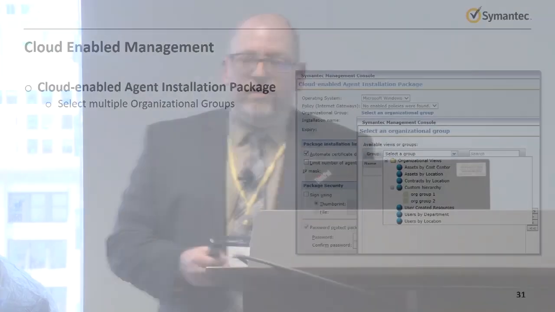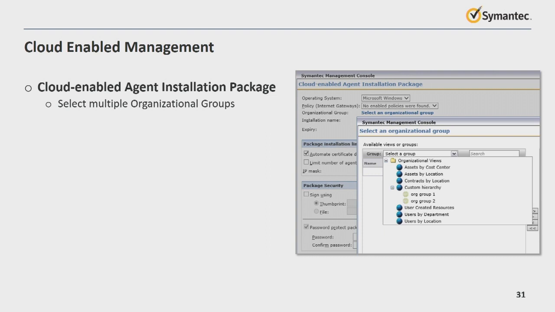Okay, cloud-enabled management. So we'll look at some of the enhancements there. All right, the agent installation package. So this is definitely a feature that's been requested by clients, simply because right now you make a cloud-enabled management installation package and you can choose one organizational group, that's it, right? So what we've done is we've given you the ability to select multiple organizational groups. So this is applicable, let's say even in staging scenarios, where you get the agent and you want it to have a specific communication profile.